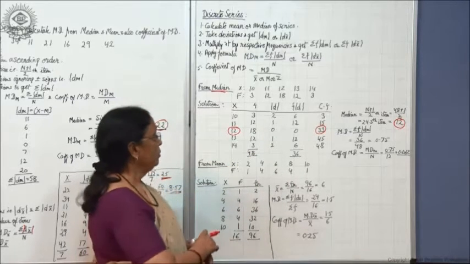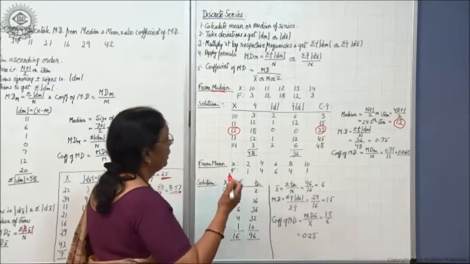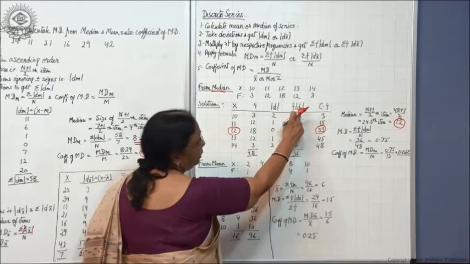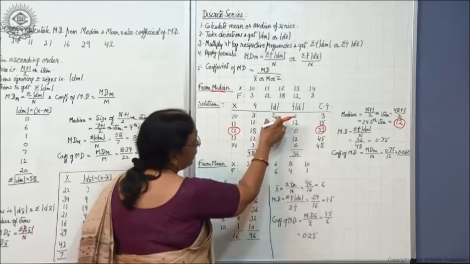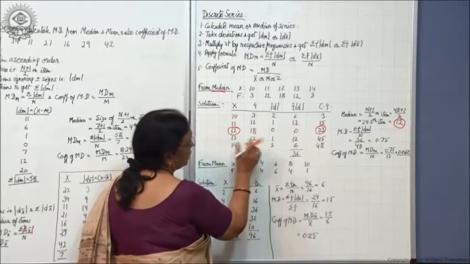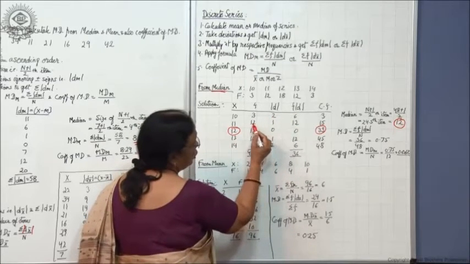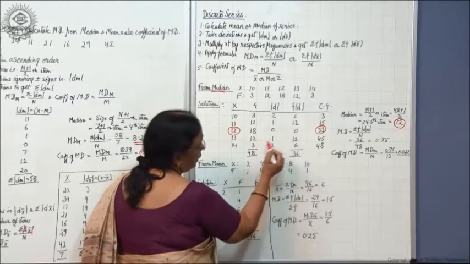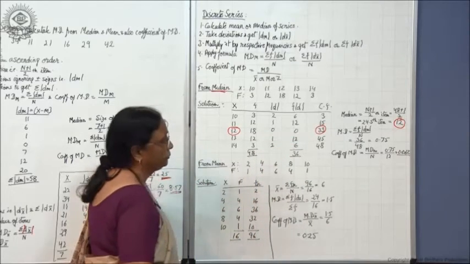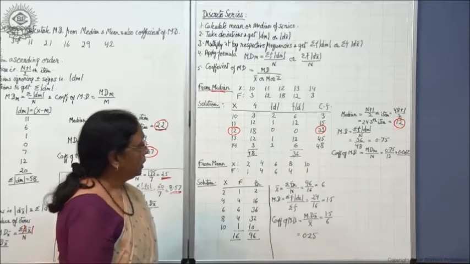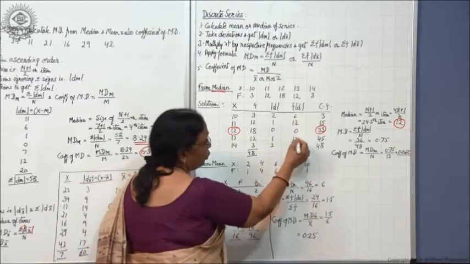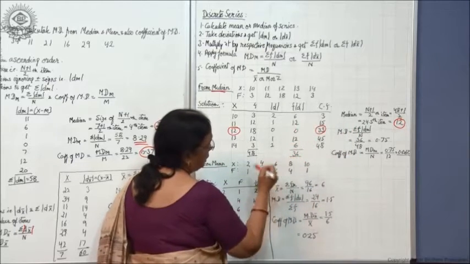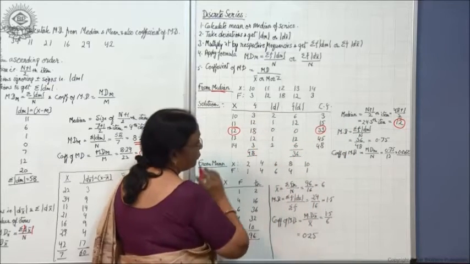Ignore plus and minus signs. The next step is to multiply d with f, because you need f |d|. So multiply this deviation column with the frequency. 3 into 2 is 6, 12 into 1 is 12, 18 into 0 is 0, 12 into 1 is 12, 3 into 2 is 6. Then you have to take the total, because you need the sigma of it. The total of this is 36 and the total of the f column is 48.